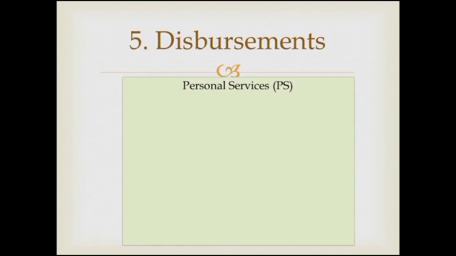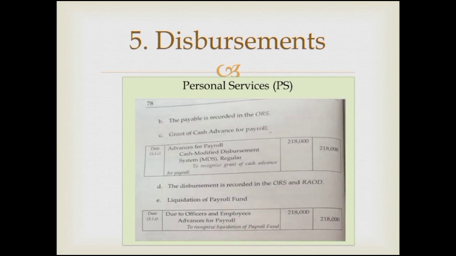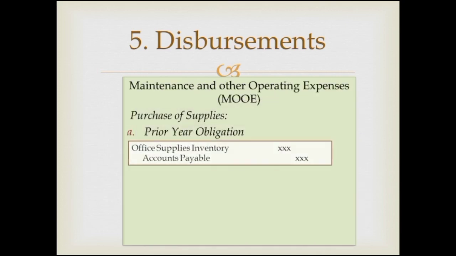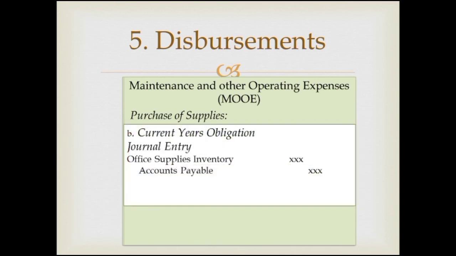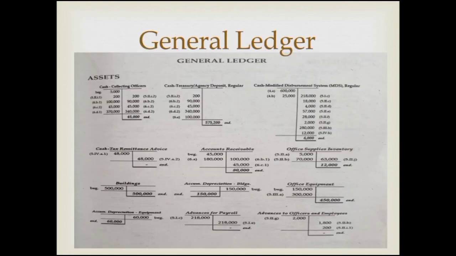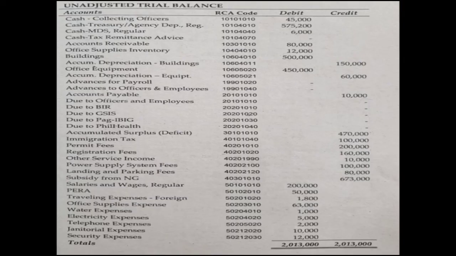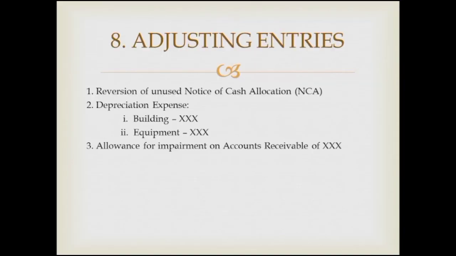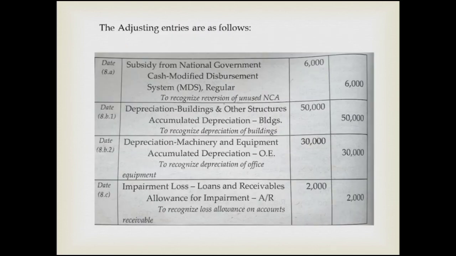The fifth step in the government accounting cycle is the disbursement. We have here an illustration for the solutions and recording of disbursement. The first one is personal services. The second is the MOOE purchase of supplies journal entry, and also for the government's accounts payable. This is the sample general ledger for the government transactions. For adjusting entries, we have here the sample accounts that need adjustments, and here are sample adjusting entries for the government.